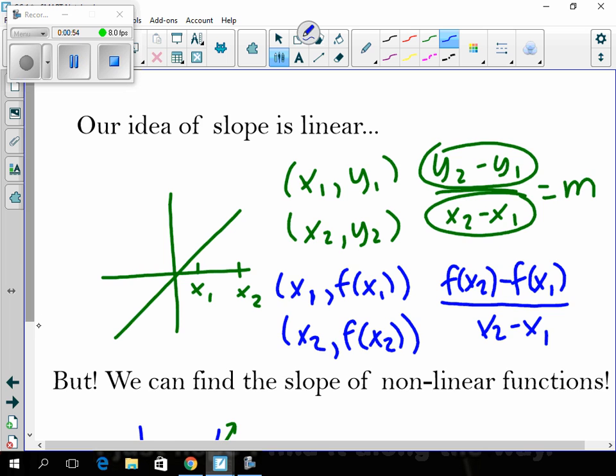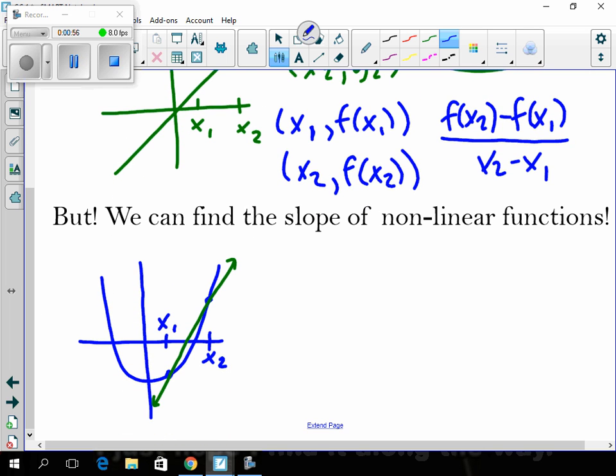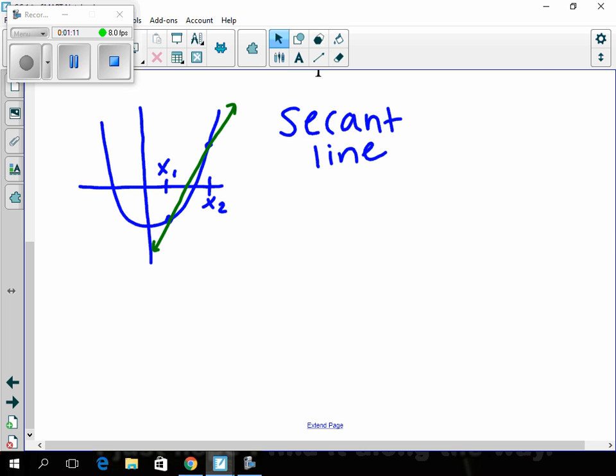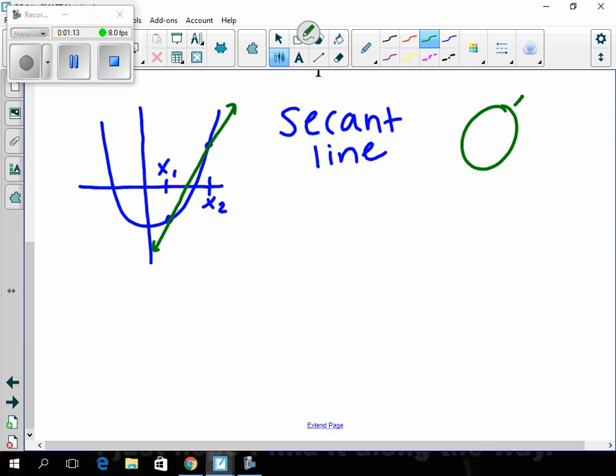Looking down here, we've been dealing with slope for linear lines, but now we can look at parabolas, cubic functions, and extend our idea of slope to there. So this is what we call the secant line. We call it the secant line because if you remember in geometry, we would have a circle and a line that would cut through our circle at 2 points. That was called the secant line. So here, our line is cutting through at 2 points.